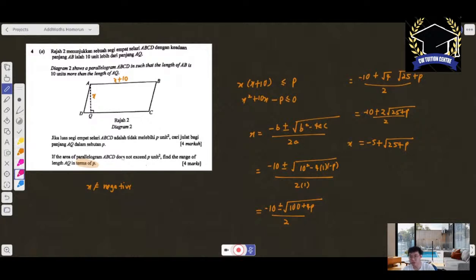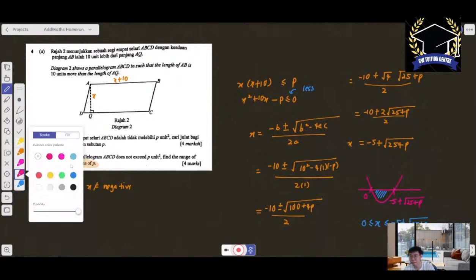So I want to find the Julat. I draw the graph. It can only start from 0. Minimally it can start from 0, and then until here, negative 5 plus square root 25 plus P. I always tell students, if you look at the sign, this is less than, you shade at the bottom. So your answer will be between negative 5 plus square root 25 plus P until 0.